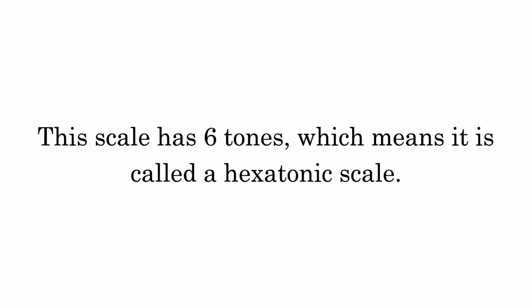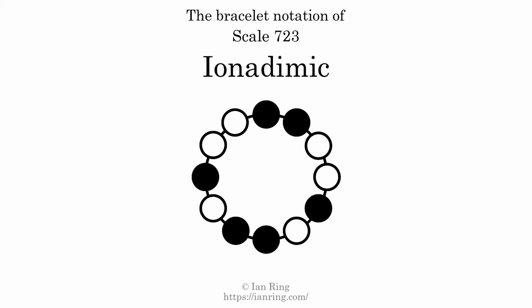This scale has 6 tones, which means it is called a hexatonic scale. This is a bracelet notation diagram of scale 723. The shaded circles represent tones that appear in the scale, and they are read clockwise, starting at the top.